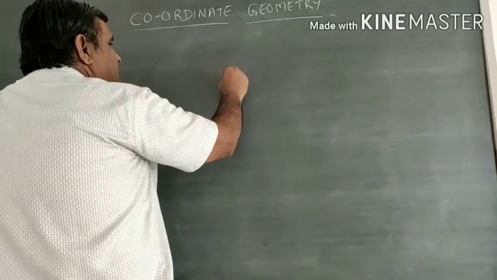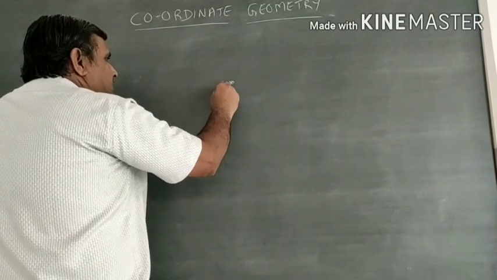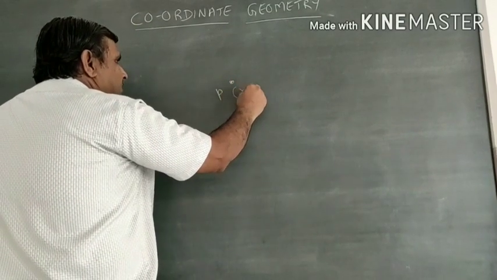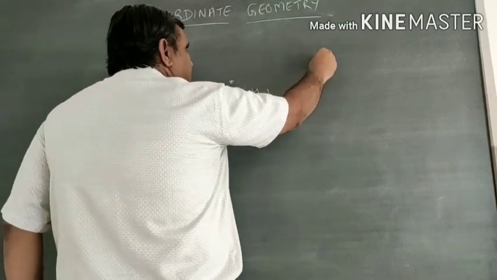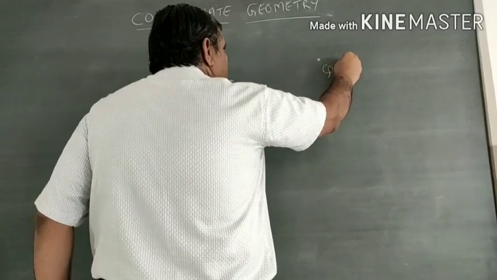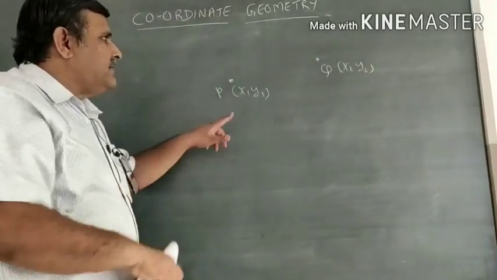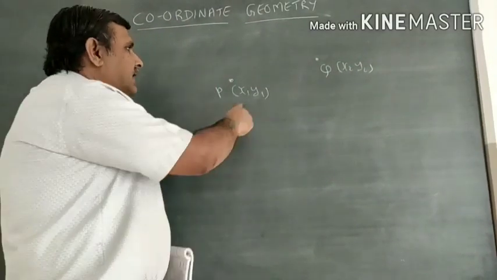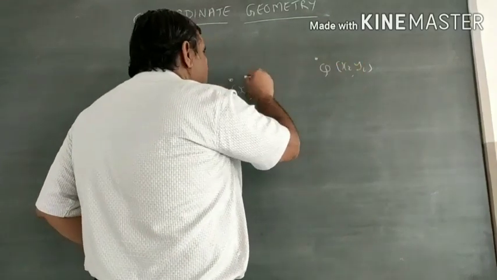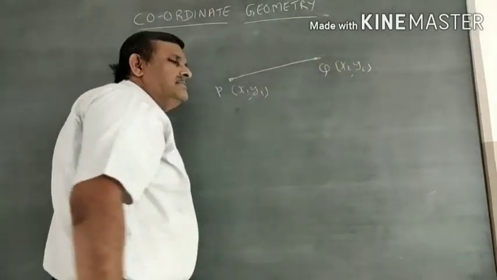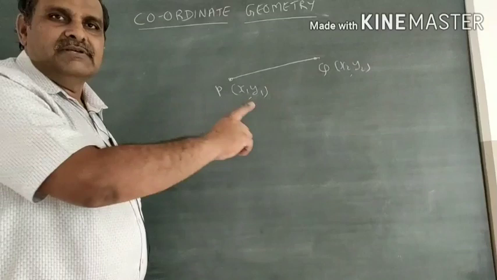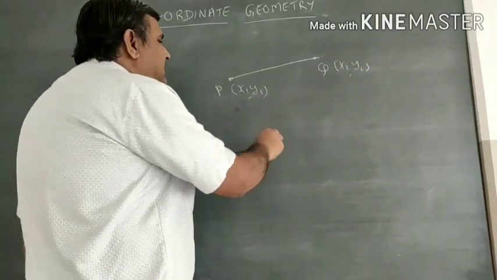See, first thing, suppose here one point is there, point P, x1, y1, and here one more point is there, point Q, x2, y2. So coordinates of point P are x1, y1 and coordinates of point Q are x2, y2. What will be the distance between these two points? ये दोनों points के बीच में distance कितना है? We have to apply distance formula.